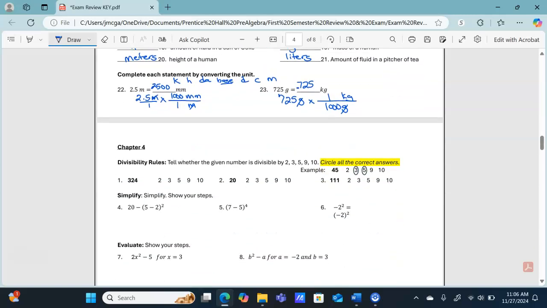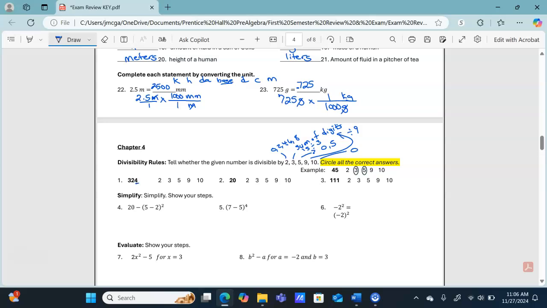It is divisible by 2 if it ends in 0, 2, 4, 6, or 8. It is divisible by 3 if the sum of the digits is divisible by 3. It's divisible by 5 if it ends in 0 or 5. It's divisible by 9 if you add up the digits and they're divisible by 9. And it's divisible by 10 if it ends in 0.